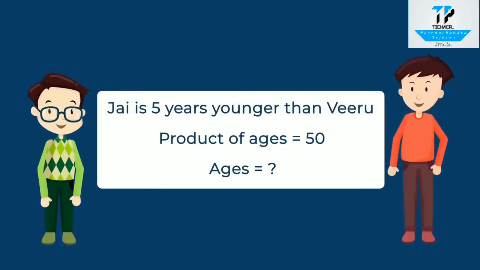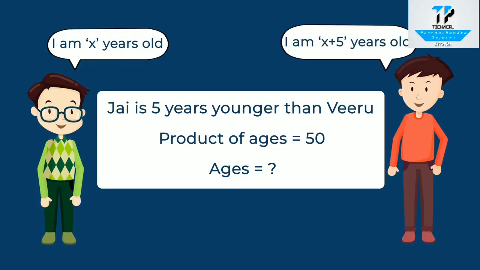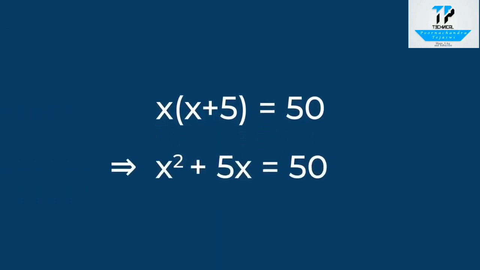We don't know Jay's age, so let's say that it is x years. Now we know that Jay is 5 years younger than Viru. So Viru is 5 years older than Jay, right? That means Viru's age would be x plus 5 years. We also know that the product of their ages is 50. So x multiplied by (x plus 5) would be 50. If we simplify this equation, we get x squared plus 5x is equal to 50.